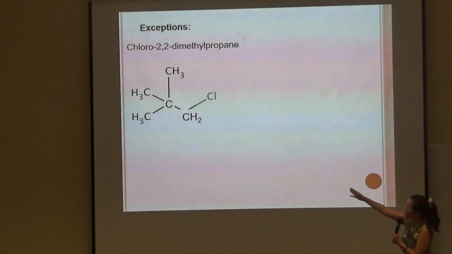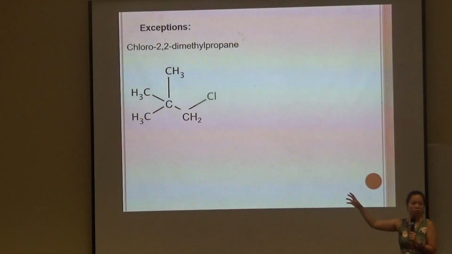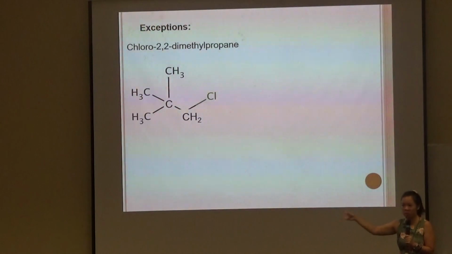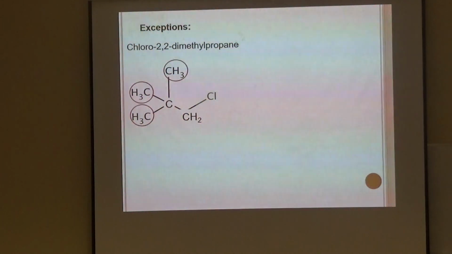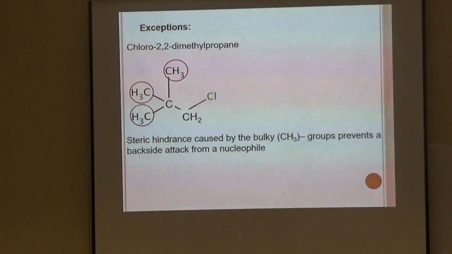But come on, look at that one substituent, it's like a tree. It's so bulky that despite it being only one substituent, it is big enough to repel or block the approach of your nucleophile. This is the effect of steric hindrance that is caused by the bulky groups and prevents a backside attack.